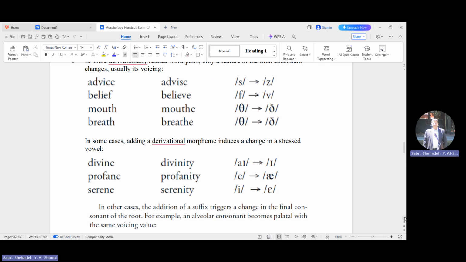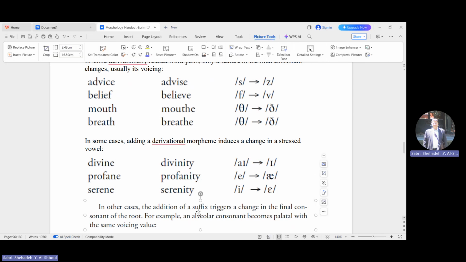Sometimes adding a derivational morpheme induces a change for the stressed vowel. So here we have divine. So divine, it is the second syllable, vine, that bears the stress. But if we add ity, as in divine, divinity, right?